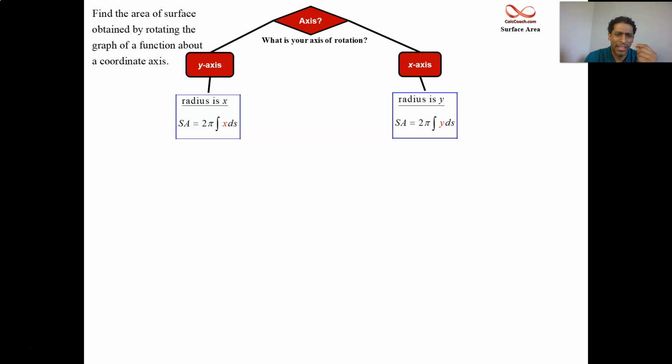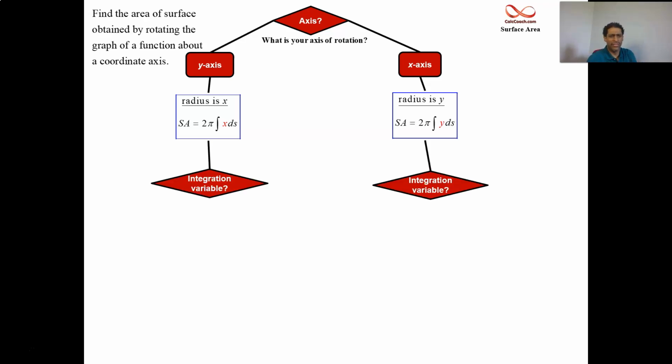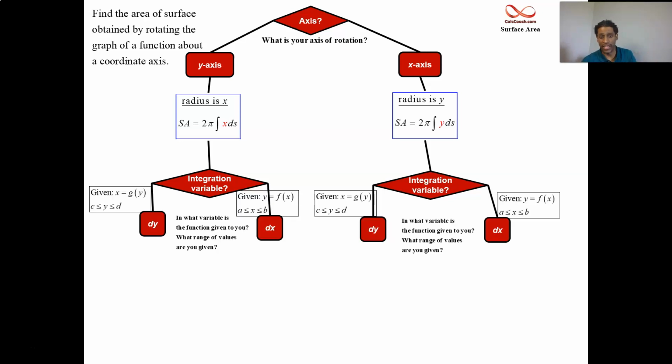You see, if the radius is x, though, and your integral is going to be in y, they're in disagreement with each other. If the radius is y, and your integral is going to be in x, they're in disagreement with each other. You can't have y's inside of an x integral. You can't have x's inside of a y integral. And so that's the heart of basically how you decide the formulas. Which axis are you rotating about, and which variable are you going to use to integrate?